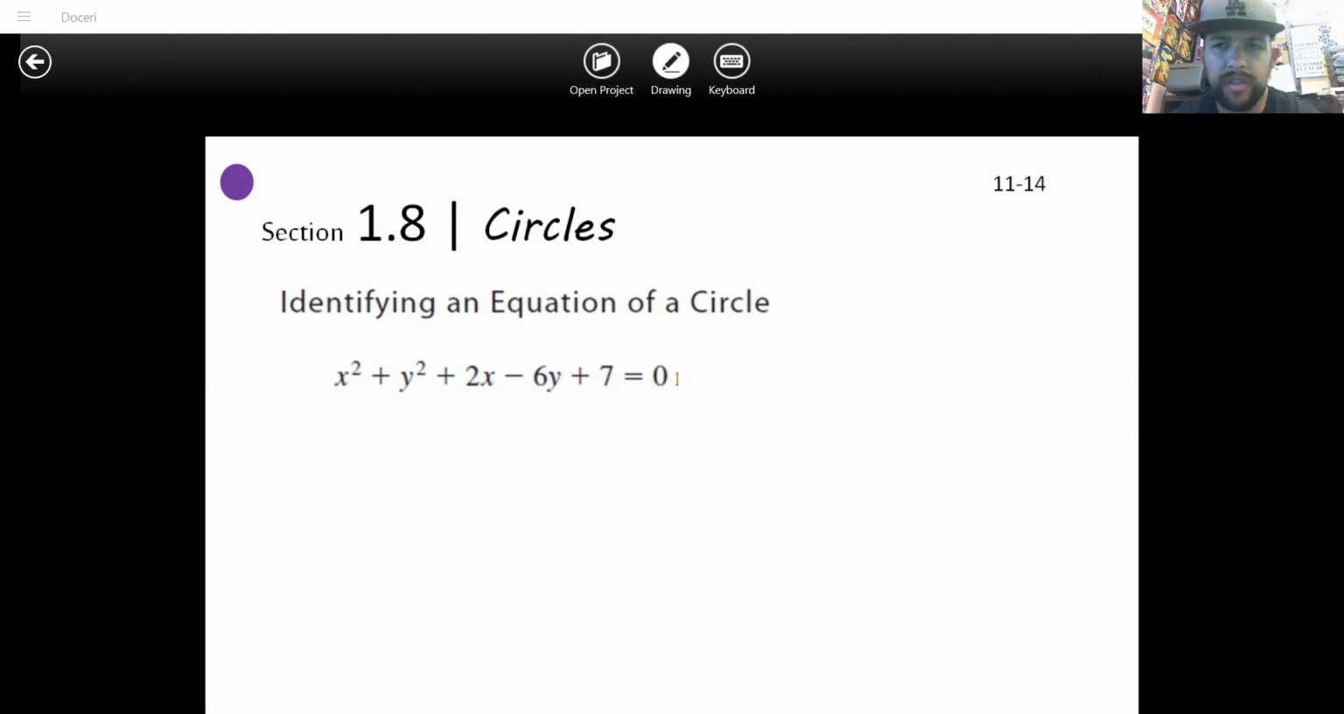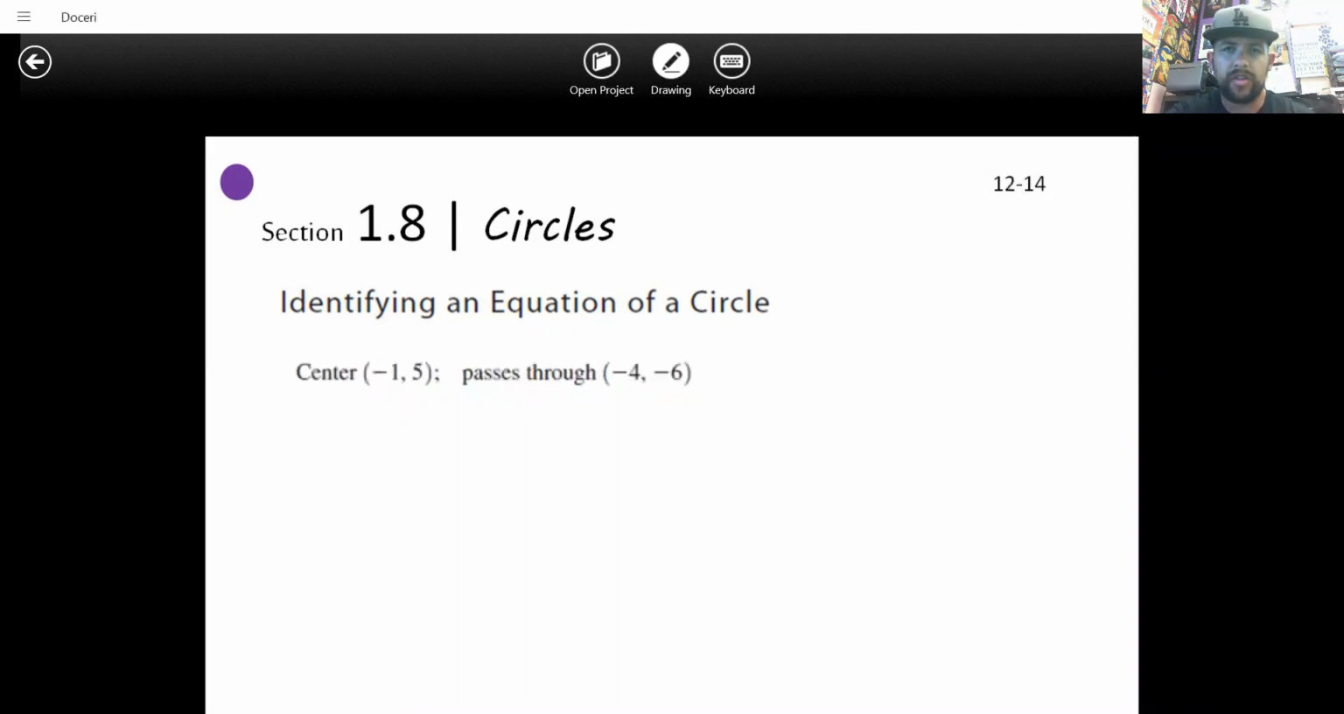Test view, test number 2 for pre-calc. We've already done this problem together in both periods 1 and 2, so I'm going to skip this one. It's just to start it out. You guys need to complete the square on this one, pull the terms to the other side and simplify out. Let's go ahead and jump to the next problem.